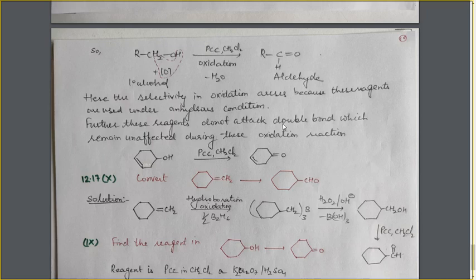Further, these reagents do not attack the double bond, which remains unaffected during the oxidation. Meaning thereby, the reagents which we have discussed above do not oxidize the double bond, just like which is easily oxidized by acidified KMnO4. PCC and PDC will not oxidize the double bond. So the double bond will remain unaffected.